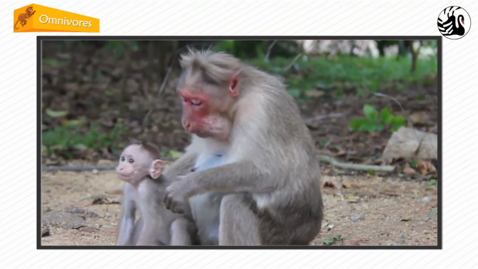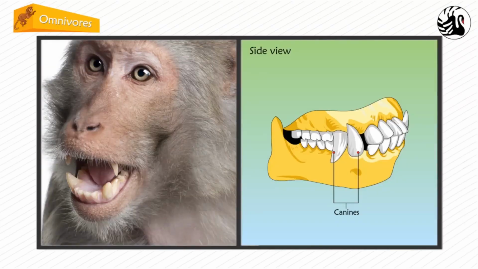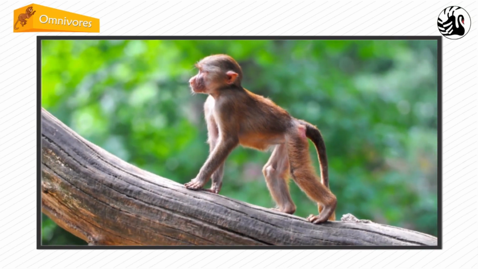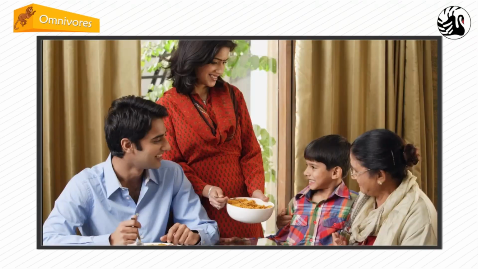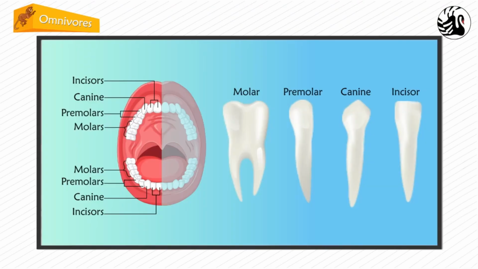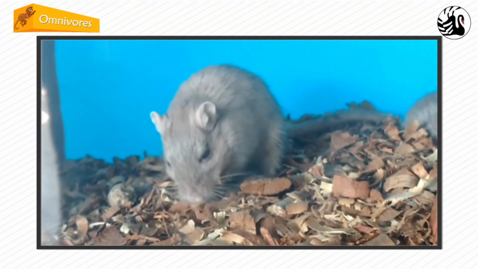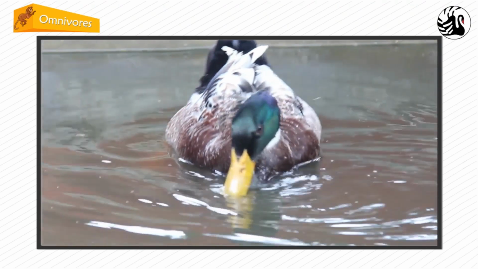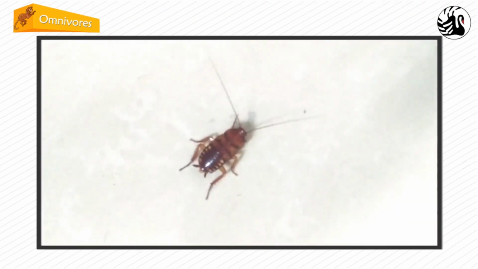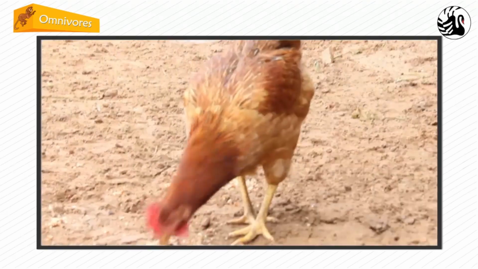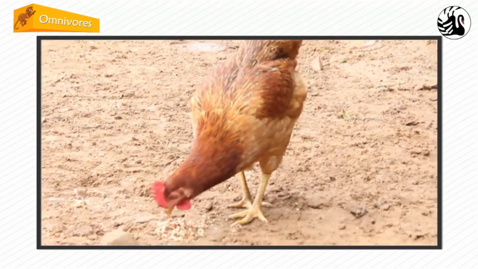Monkeys are omnivores. They have different types of teeth to eat different types of food. They can climb trees to escape their predators. We humans are omnivores. We have different types of teeth to eat different types of food. The crow, rat, duck, cockroach, hippopotamus, and chicken are some omnivores.